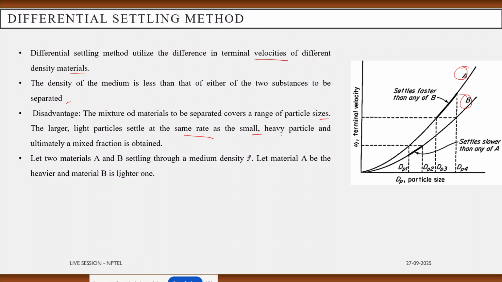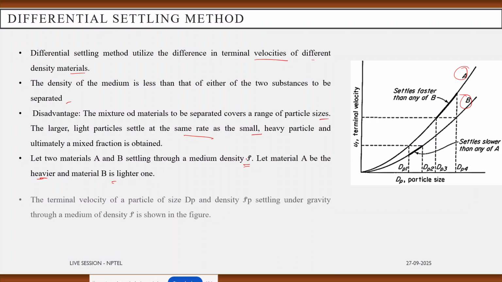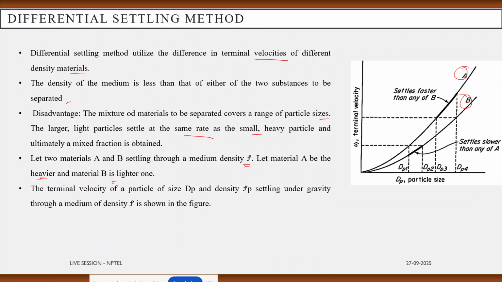Now the two materials that we are considering for this case are material A and material B, where material A is heavier and material B is lighter. We are considering the medium density as rho. The terminal velocity of any particle of size dp and density rho p, settling under gravity through the medium of density rho, is shown in the figure.